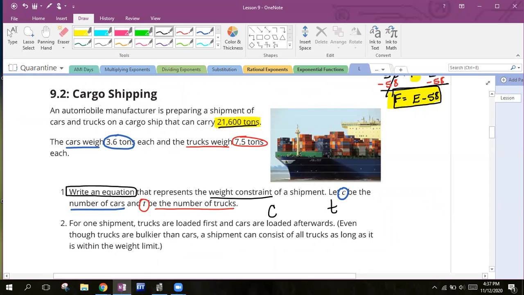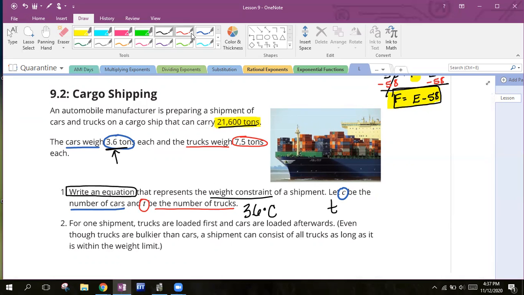So if I have one car, I know it's going to weigh 3.6 tons, but I want you to think for a second, if I said we were going to have 42 cars on this ship, in your head, in order to find out how much that weighs, what mathematical operation would you do? You would multiply it. But in this particular case, that doesn't tell us the specific amount of cars. So in order to show that in our equation, we're going to take the weight of the cars, 3.6, and multiply it by the number of cars we have, which is C.